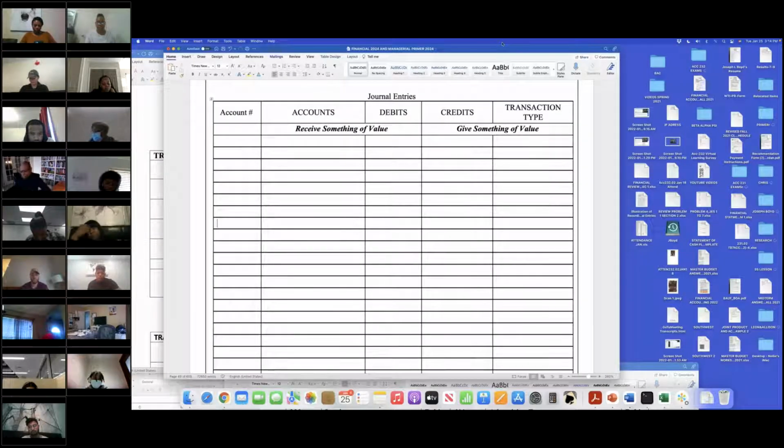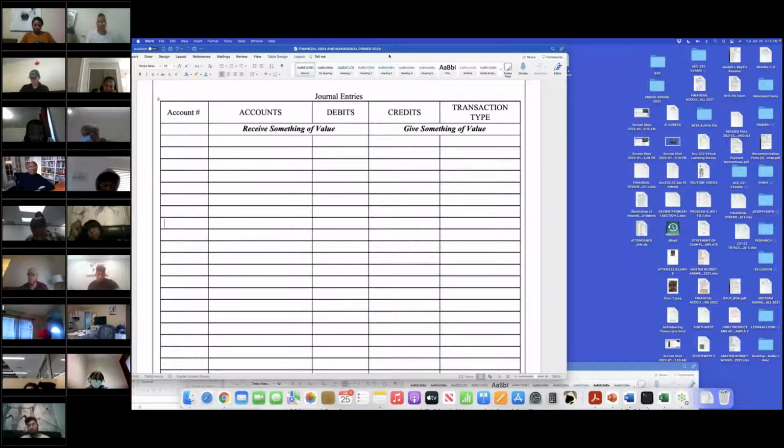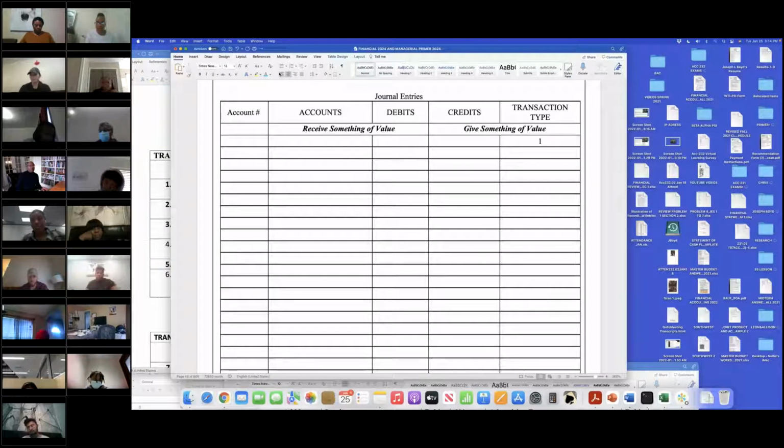What was the type? Was it the type 1 for the first one? Type 1. So the type is 1. What do we debit in a type 1? Cash, right? Debit cash. What do we credit in a type 1? Common stock. We're going to credit common stock.